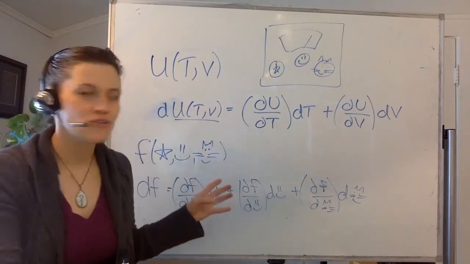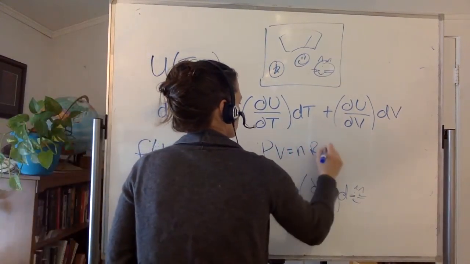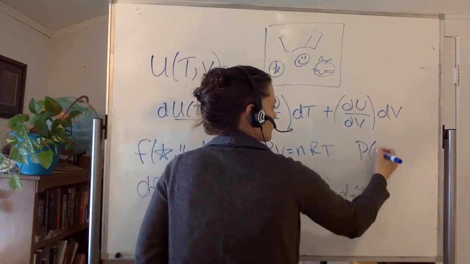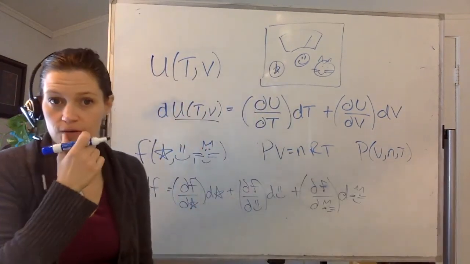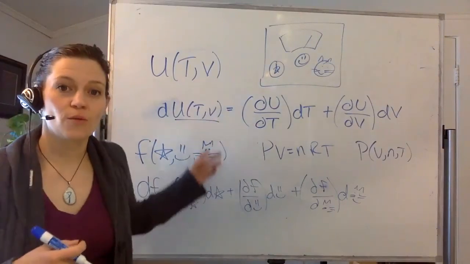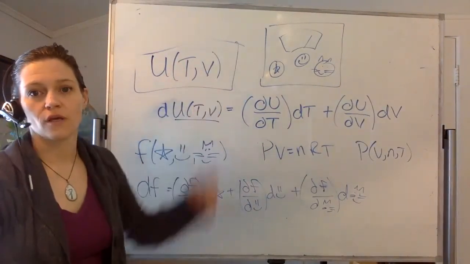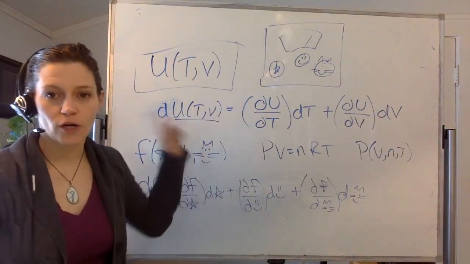So we're going to have a function. And so what we really have is pressure as a function of volume, N and T. Cool? And you can take the partial derivative of that. We also have thermodynamic potentials. U as a function of T and V. Cool? Incredibly important stuff.